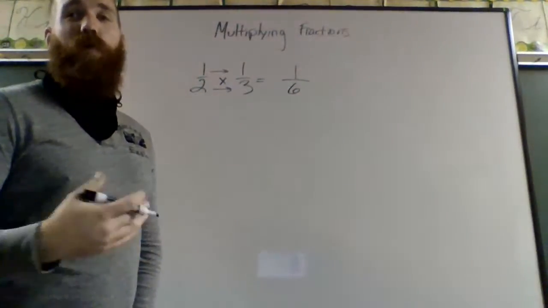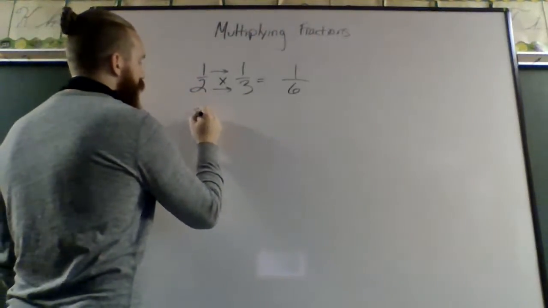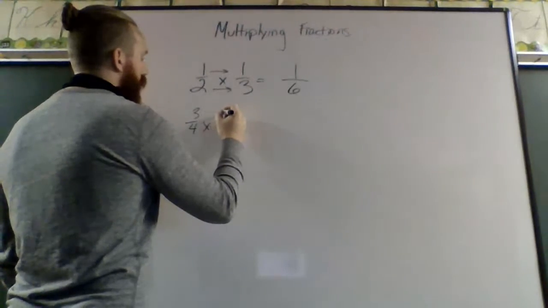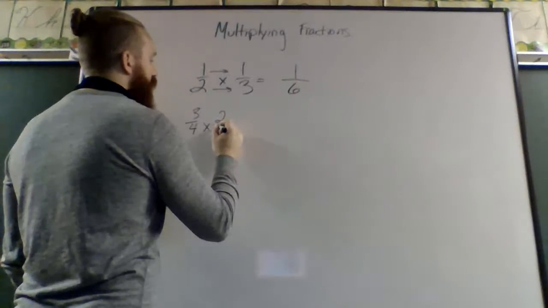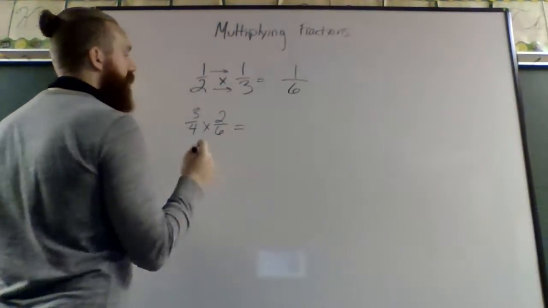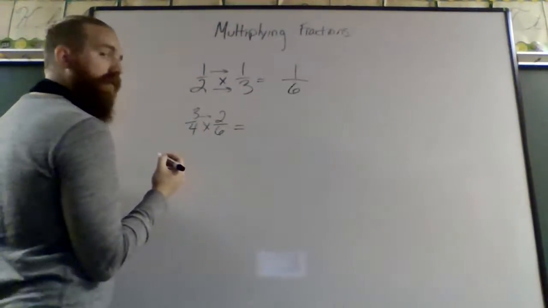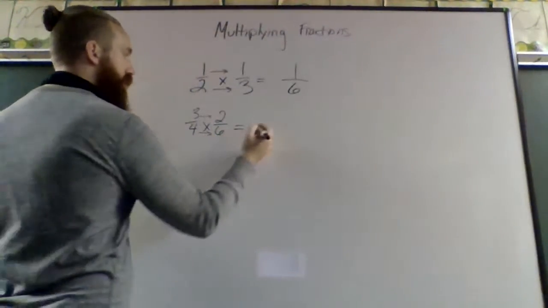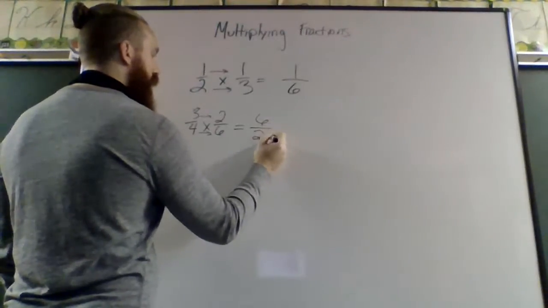Okay? If we want to do ones that are a little bit bigger, let's go with 3/4 times 2/6. Okay? Even though 2/6 is not simplified. So we can multiply 3 times 2 and 4 times 6. 3 times 2 will give you 6. 4 times 6 will give you 24.